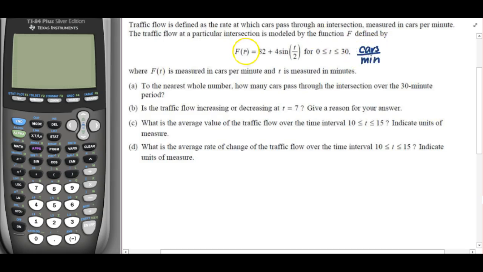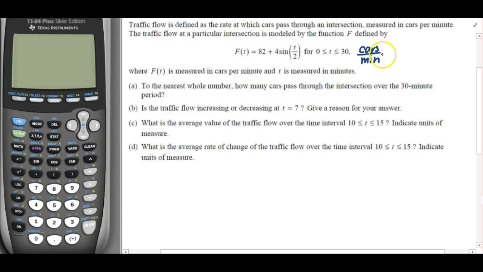So just substituting in something like 1 right here, f of 1. So I'd substitute a 1 right here into this t. So 82 plus 4 sine of 1/2 is a numerical value. That numerical value is in cars per minute. So it means that at exactly 1 minute, there are that number of cars per minute passing through that particular intersection. So just substituting in values into this t will give me out units in cars per minute.